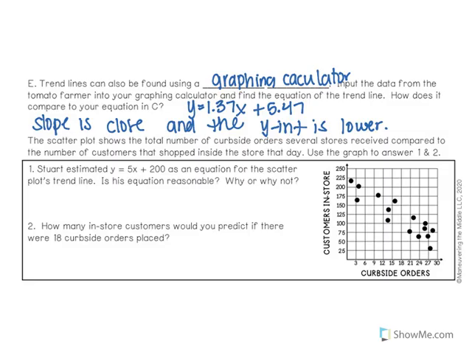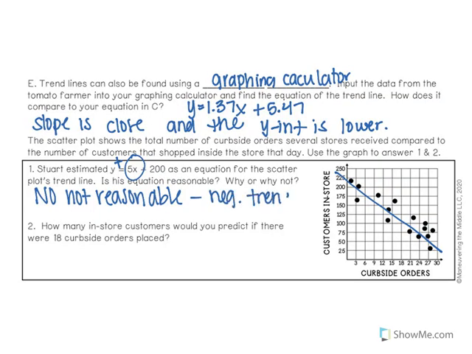So here we have Stewart estimated y equals 5x plus 20 as an equation for the trend line of the scatter plot. Is this reasonable? Well, if I was to draw a line through this, and I sort of did okay, I would say no, it's not reasonable. The biggest reason why it's not reasonable is because he gave a positive slope, and this is a negative trend line. And that would make it not work. So the slope is negative. This is why it's so important to know by just looking: positive, negative, 0, undefined, increasing, and decreasing.